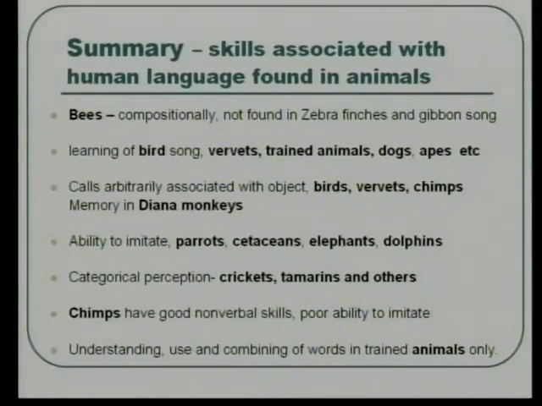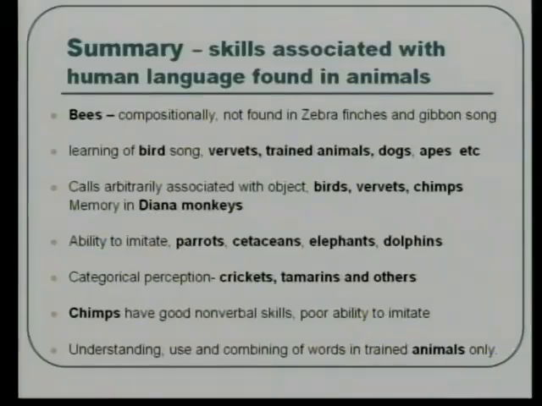So let's summarize that and look at animal skills and then look at the gap between animal skills and human skills in language. We see compositionality in the bee dance, just two dimensions though, but very superbly communicating to the beehive where food is. Compositionality is really not found in any other animal, although there can be features that can be broken up. Zebra finches are thought to have some sort of structure, but recombine it and it doesn't give a different message. There are certainly skills of learning in the animal world.